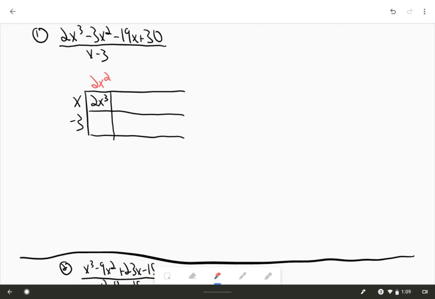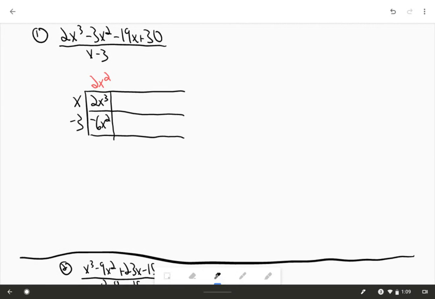Okay, so I figured out that x times 2x squared is 2x cubed. So now I know what goes on top of the first column. Now, once I know what goes on top of the first column, I can go ahead and finish column 1, because x times 2x squared is 2x cubed, and negative 3 times 2x squared, if I multiply that, that's going to be negative 6x squared. Okay? So I've actually done the first column. I figured out what goes on top of the first column.